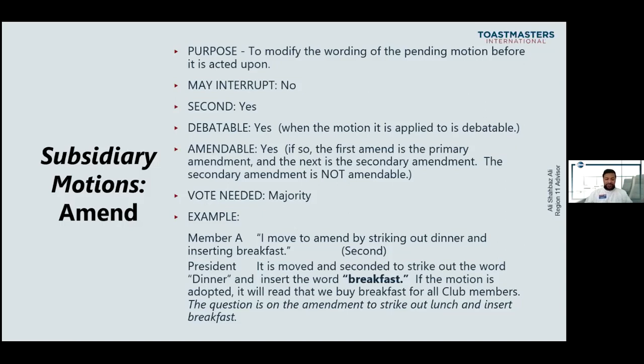Now the procedure is the same. Once the member says, I move to amend by striking out dinner and inserting breakfast, it has to be seconded. And then, can somebody tell me in the chat, if it is seconded and stated by the presiding officer to the House, what will be discussed here by the members? Is it the amended motion or the main motion? Anybody?